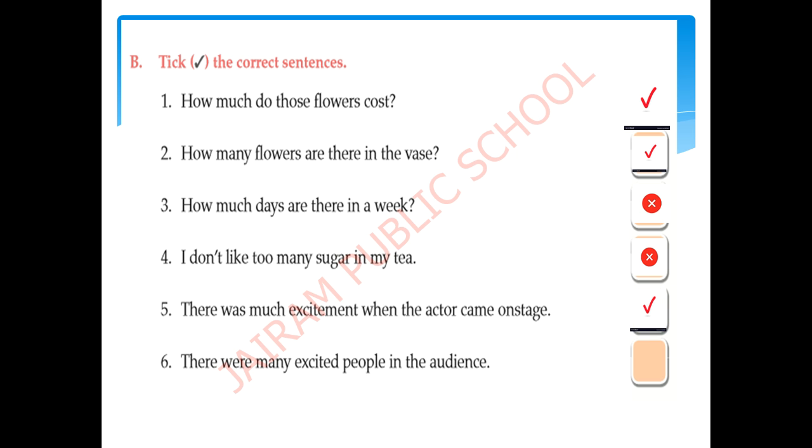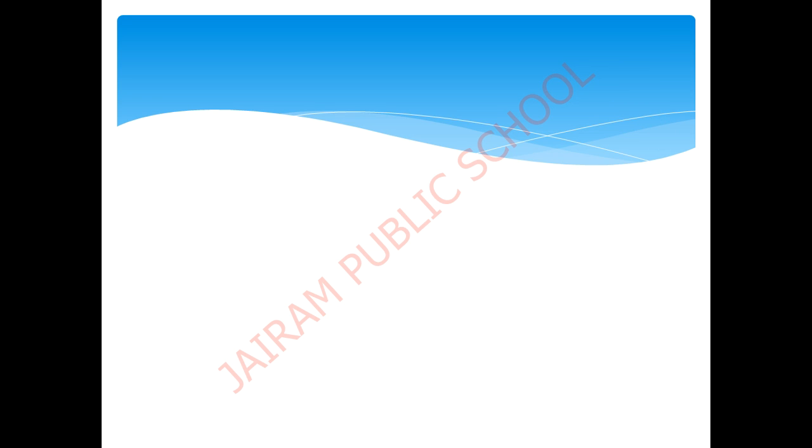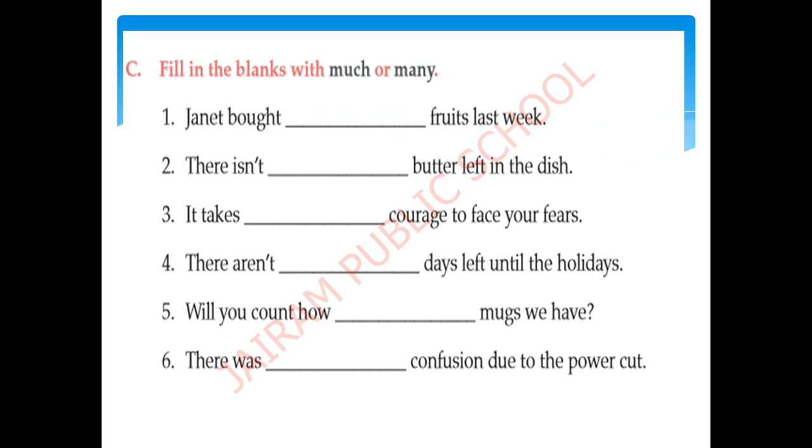The next statement is, there were many excited people in the audience. In the audience, there were many excited people. Can you count people? So it's countable. Due to its being a countable noun, we use this word with the word many. So this statement is also exactly right. Have you all filled your blanks with these answers? Yes. Shall we go to the next part?